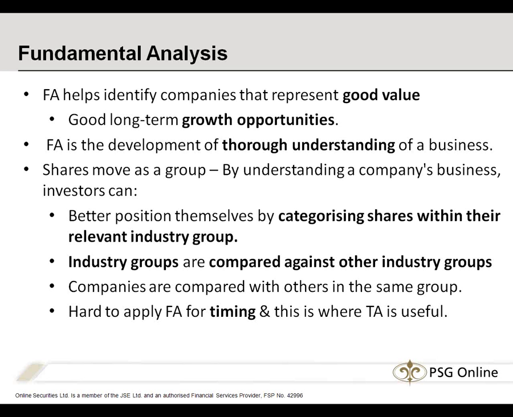Okay. So you must understand that shares move in a group. So all the shares in the gold sector all move up together, and vice versa. If the gold price falls and the rand gets stronger, all the gold shares fall. So by understanding a company's business, you as an investor can better position yourself by categorizing the shares within the relevant industry group. Within those industry groups, you can also compare one company to another company, or that industry group against another industry group. The gold sector relative to the platinum sector. Okay. You also compare companies to other companies in the same group.